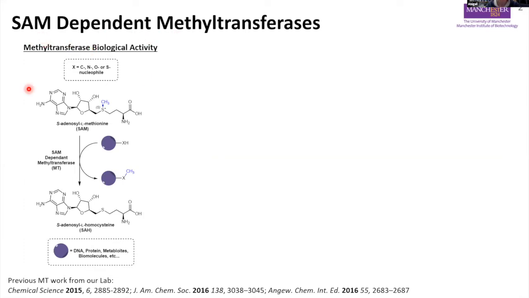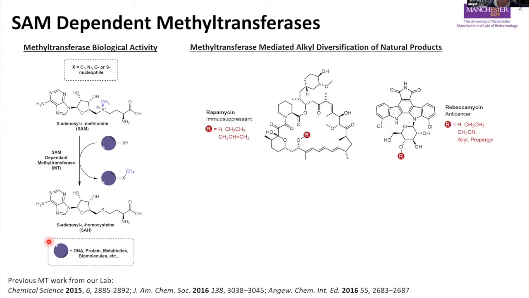As it says in the name, these enzymes utilize SAM, or S-adenosyl-L-methionine, as a cofactor. This cofactor, again, is prevalent in nature, second only to ATP. And it is utilized as an electrophilic source of a methyl group to transfer to a range of different nucleophiles in nature. So we've got large biomacromolecules such as DNA and proteins, to smaller primary, secondary metabolites and other natural products as well. So prevalent throughout nature.